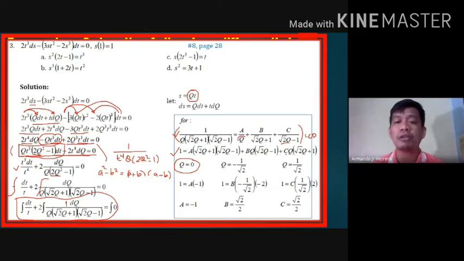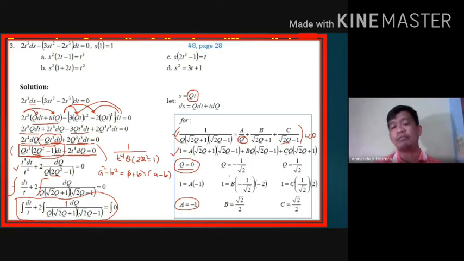Our first denominator is Q. Equate that to 0, that gives you when Q is 0. If Q is 0, this is equal to 1, equal to square root of 2 times 0 is 0, plus 1 is positive 1. Square root of 2 times 0 is 0 minus 1 is negative 1. 1 times negative 1 is negative 1. So A times negative 1. Then, for B, times 0 times 0. So, ibig sabihin, B and C cancels out if Q is equal to 0. Then, A is negative 1.